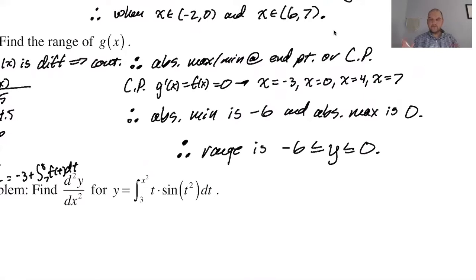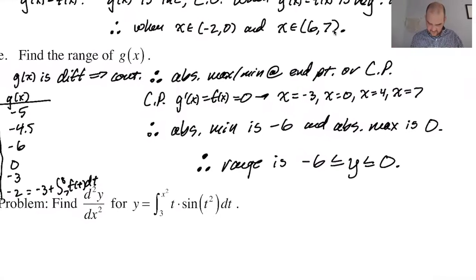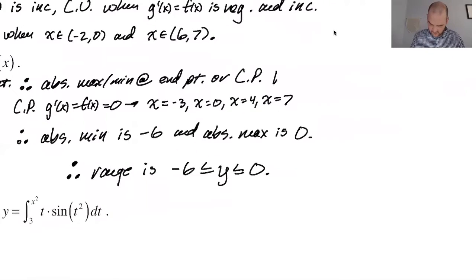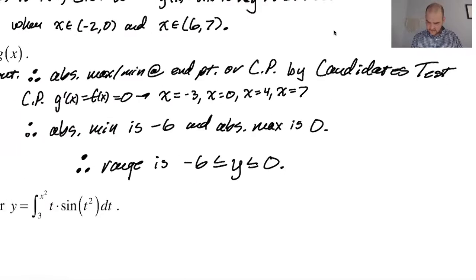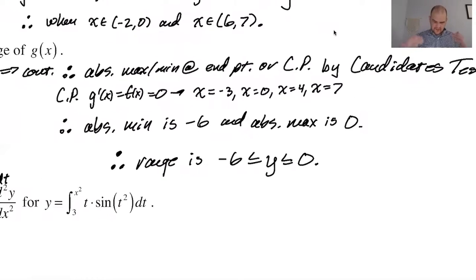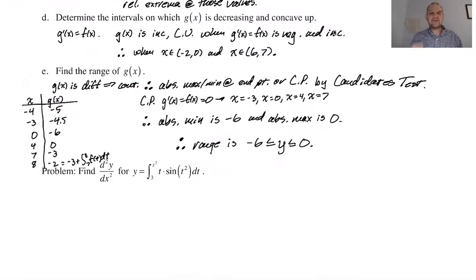Candidates test. It's really useful. So I guess I should say that I'm going to put it up here: by candidates test. Give it its due, by candidates test, period. Critical points, absolute min, absolute max, you make your table. Really common thing to do. I mean, this is a lot of points. You don't usually do it for this many points.